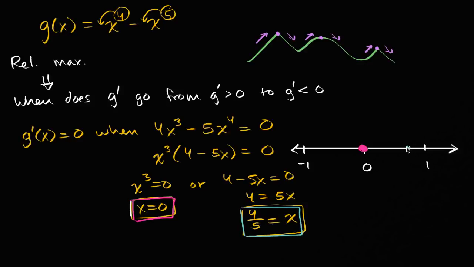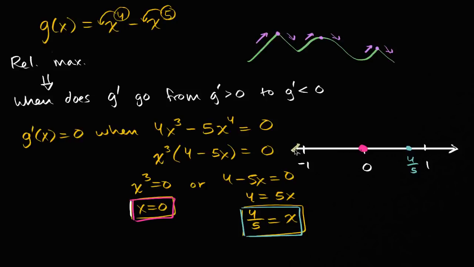So 4/5 is right around there. So that is 4/5. And let's just think about what g prime is doing in these intervals. And these critical points are the only places where g prime might switch signs. So let's first think about this. Let me pick some colors I haven't used yet.